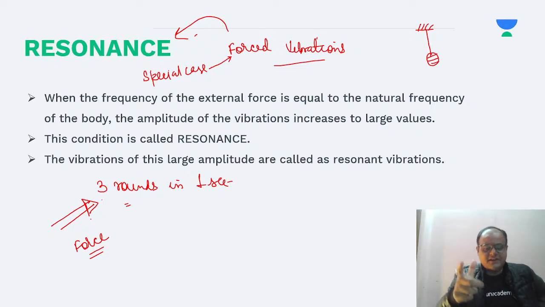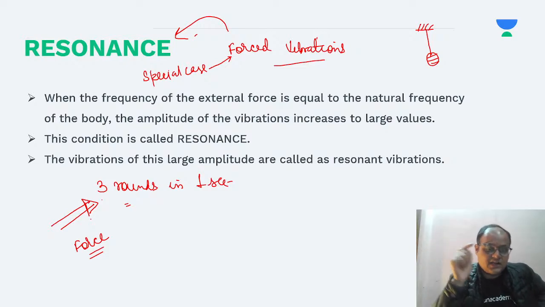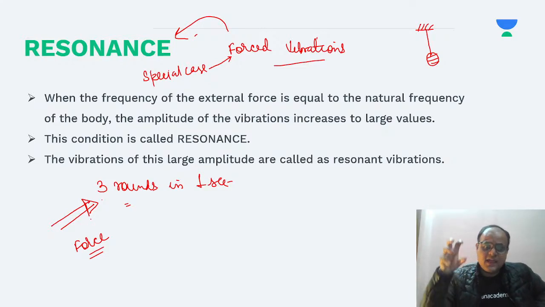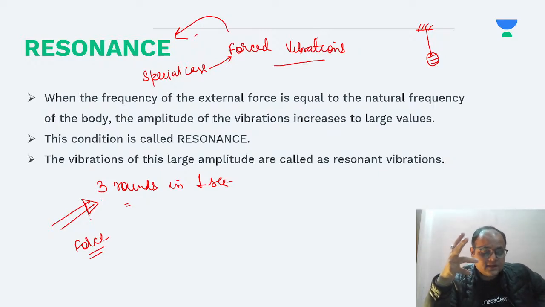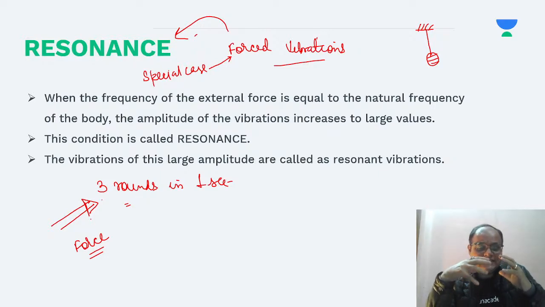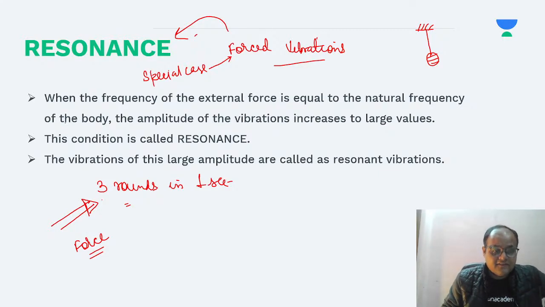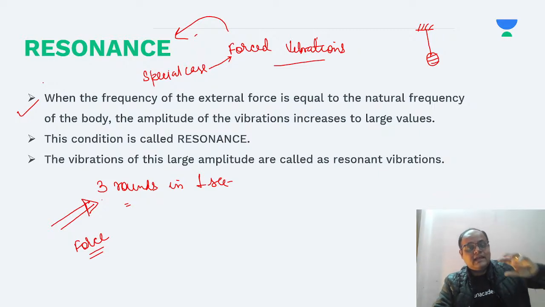Everybody has a natural frequency. Now we have applied an external force on the body, and the frequency of that external force matches with the natural frequency. So what will happen? The body will be set under resonance. This condition is called resonance. I've written it in the very first point: when the frequency of the external force is equal to the natural frequency of the body.